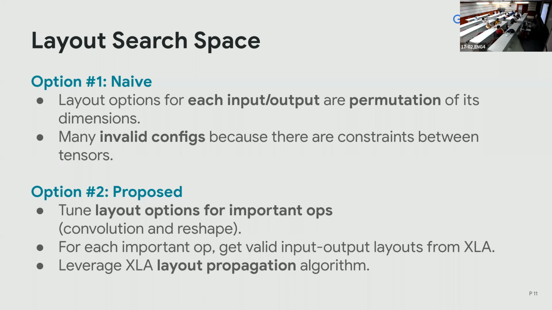What we can do is consult the compiler, which basically has the knowledge about the constraints of these ops. So we can consult the compiler to get the list of all valid input-output layout configurations that we can consider. Once we choose a valid configuration for each of the important ops, like convolution and reshape, we also use layout propagation in the compiler to propagate these layouts to other nodes in the graph. So compared to the naive version, it is a much, much more compact search space, and it only includes valid configurations.